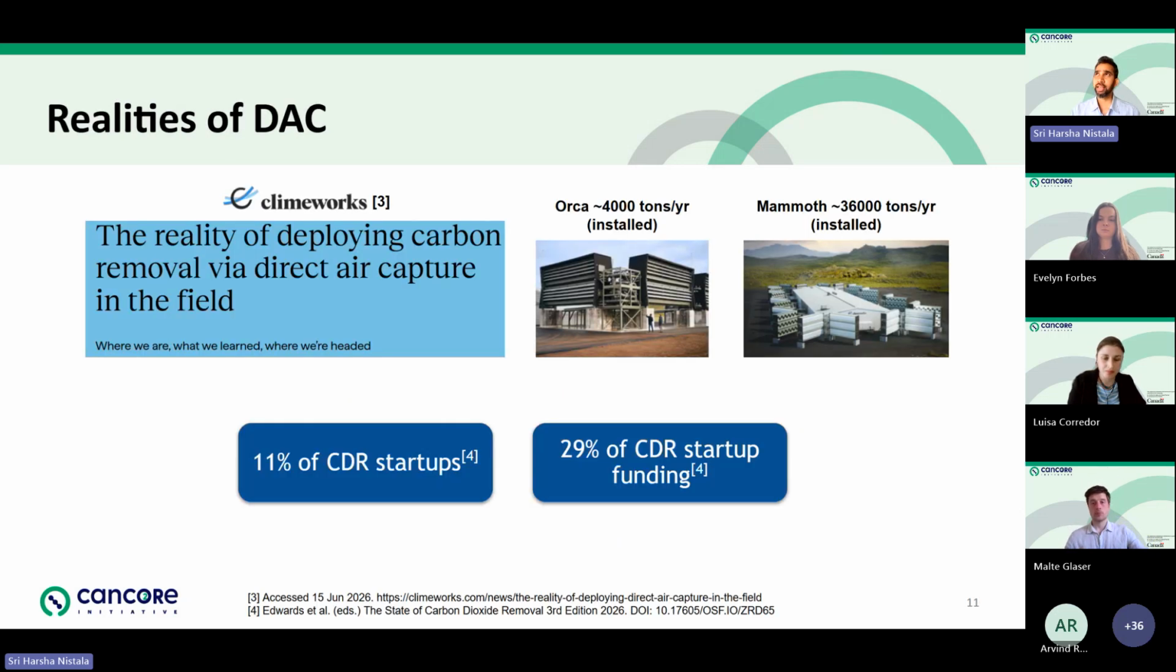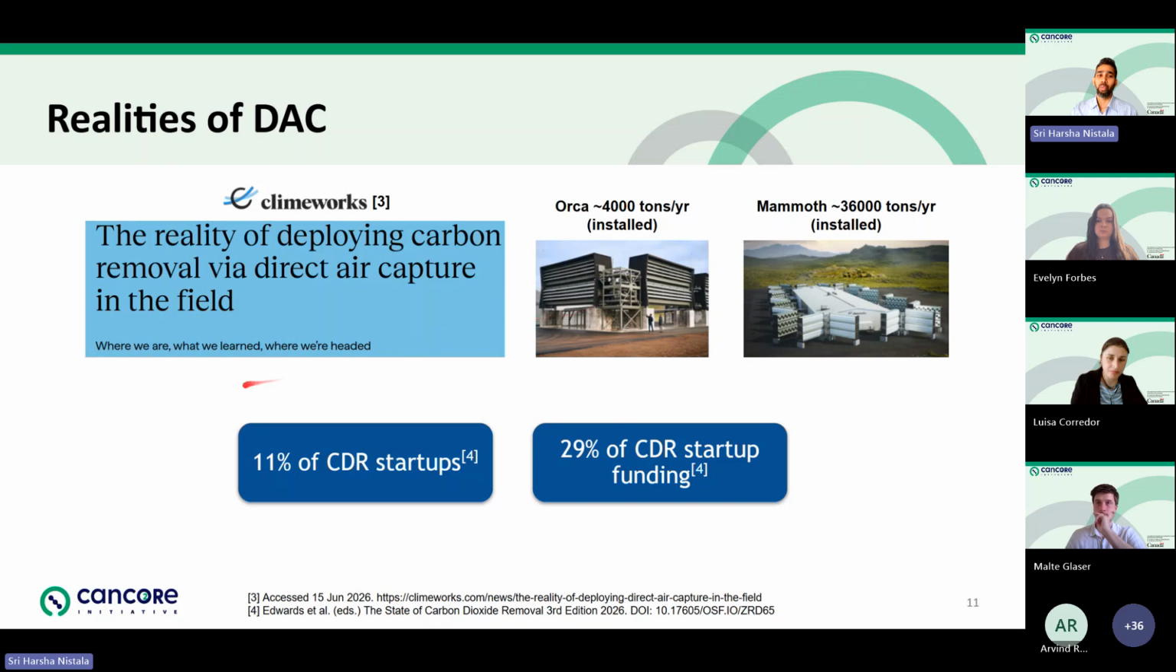Some of these challenges have been acknowledged by DAC companies like Climeworks. Climeworks is a Switzerland-based DAC startup and is one of the first few DAC companies in the world. Two years ago, they wrote an article on their website talking about the reality of deploying direct air capture in the field. Climeworks has an installed capacity of about 40,000 tons of direct air capture per year.